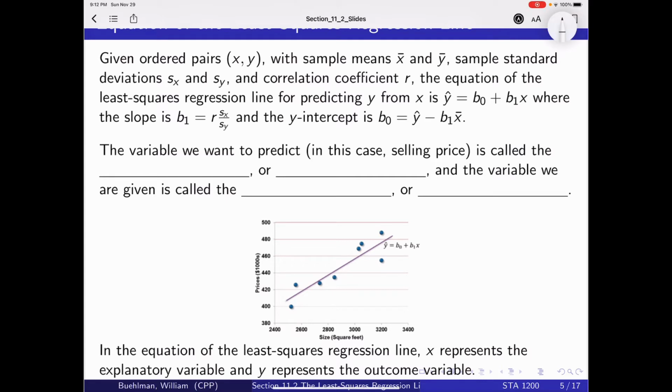And the y-intercept is B0, which is given by Y bar, the sample mean of Y, minus B1, which we found already as the slope, times X bar, which is the sample mean for X. The variable we want to predict, in this case, sale price, is called the outcome variable.